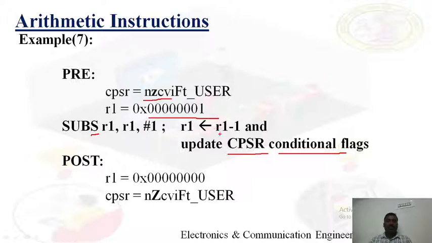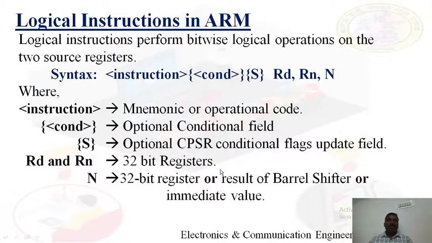So 1 minus 1. 1 minus 1 is how much? It is 0. The R1 result contains 0. So we are just indicating that the Z flag goes from 0 to 1 here. Got the idea? Okay. Next, this is all about the universal arithmetic operations.